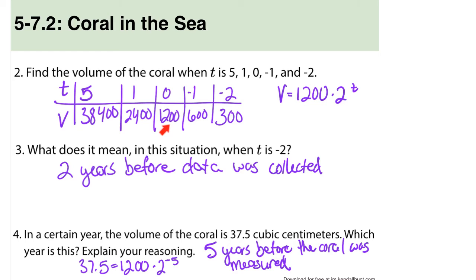If it was 1,200 when you measured it, and you think it doubled every year, well, the year before, it must have been 600. And the year before that, it would have been 300. And there's your T for -2.